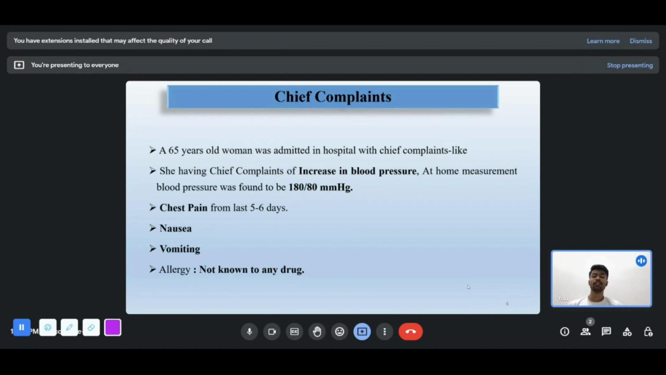Coming to the next slide, that is chief complaints. She was admitted to the hospital with the chief complaints of increase in the blood pressure. At home measurement, blood pressure was found to be 180 by 80 mm of Hg. She is also having chest pain since the last 5 to 6 days, having nausea, vomiting, and allergy is unknown to any drugs.